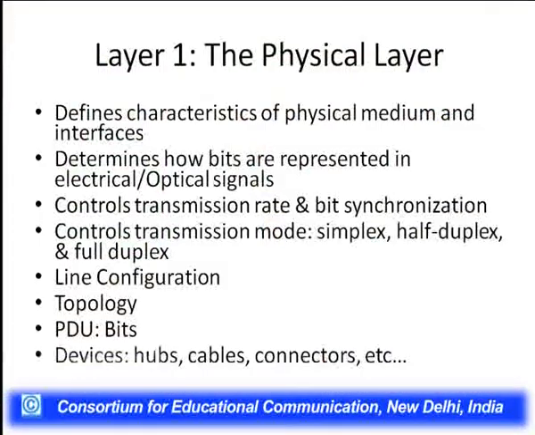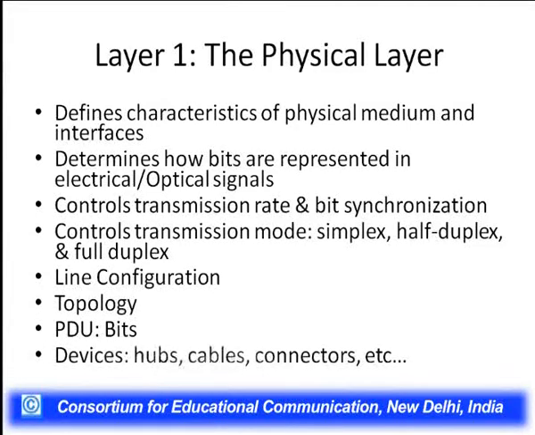So, the physical layer's main function is to convert the streams of bits and transfer them into the different medium. It defines the characteristics of the physical medium and interfaces. It determines how bits are presented in electrical or optical signals. It controls the data transmission rate and bit synchronization.